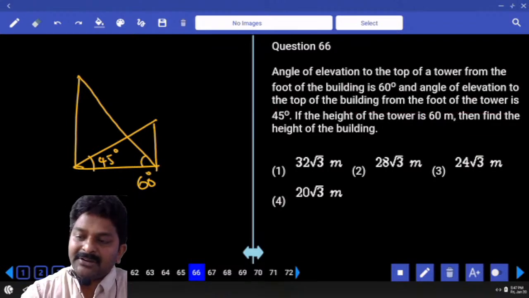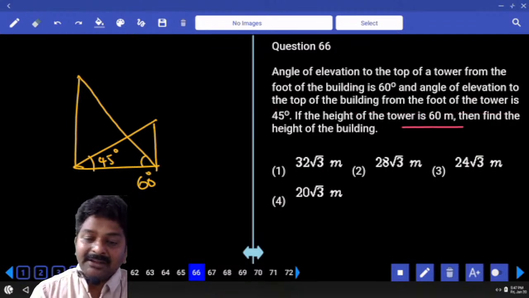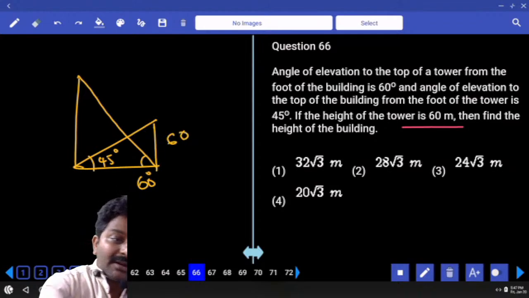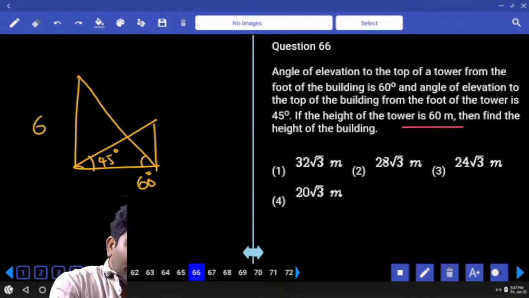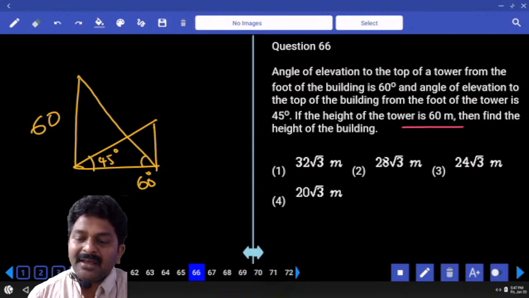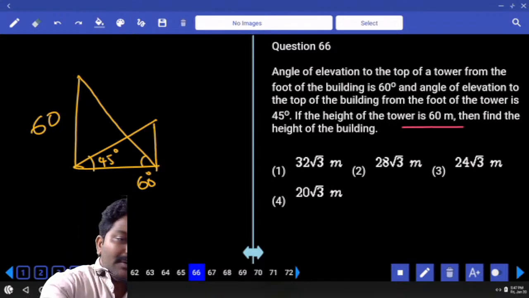Now the height of the tower is 60. This is the building, the tower height is 60, then find the height of the building. Right. So now observe this.